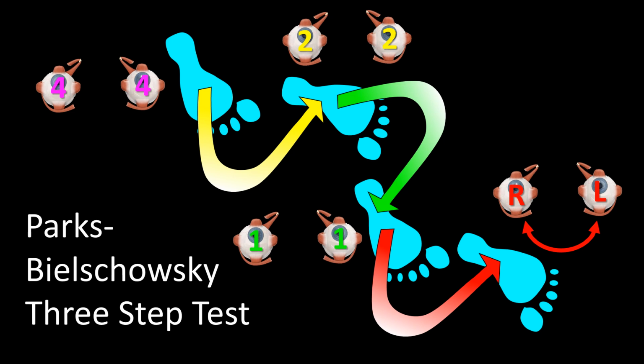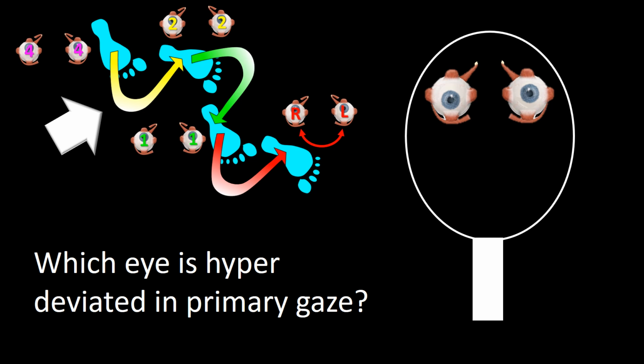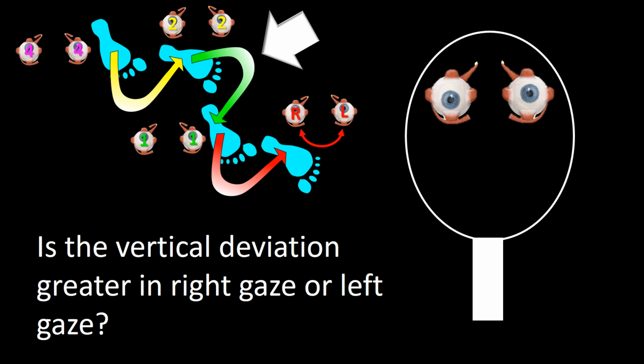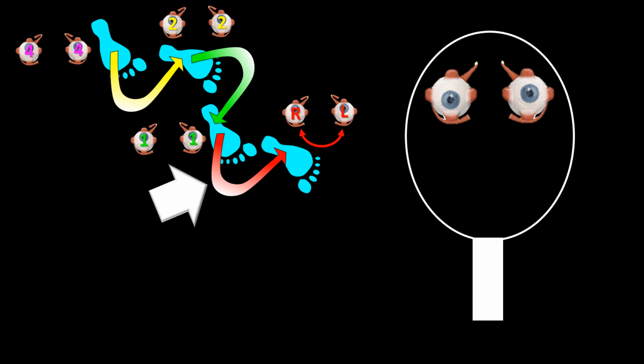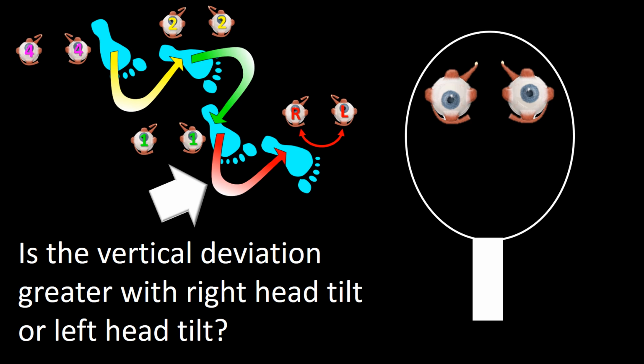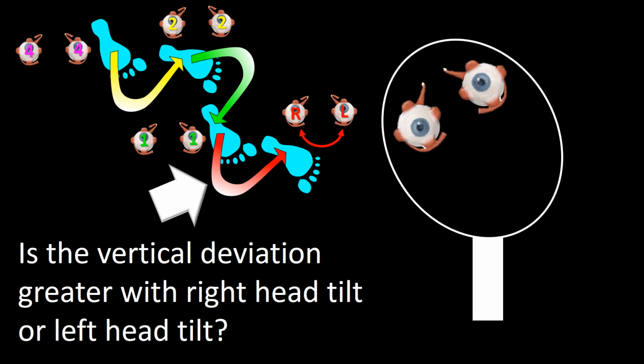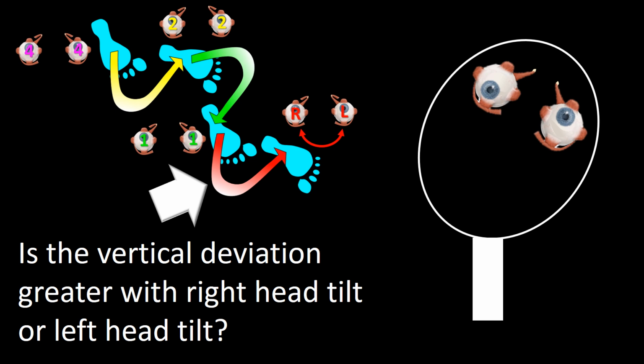I will now proceed to tell you about each of the steps. The first step consists of determining which eye is higher deviated in primary position, that is, the hypertropic eye. The second step consists of determining if the vertical deviation is greater in right gaze or left gaze. The third step consists of determining if the vertical deviation is greater with right head tilt or left head tilt.